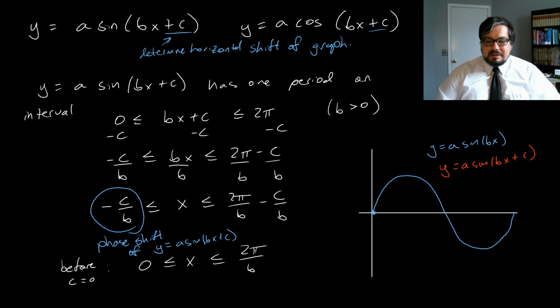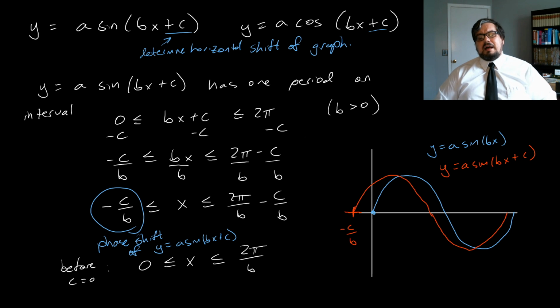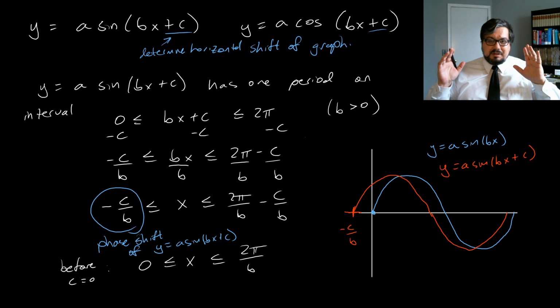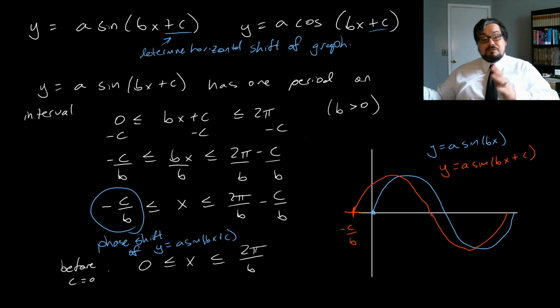So in particular, if let's say c and b were positive, so that negative c over b was over here on the left side of the graph, then we would get something like this. So this plus c here is going to have the effect of shifting the graph by negative c over b. So negative c over b means move to the left by c over b. Positive c over b, if it were a positive number, would mean move to the right by c over b.